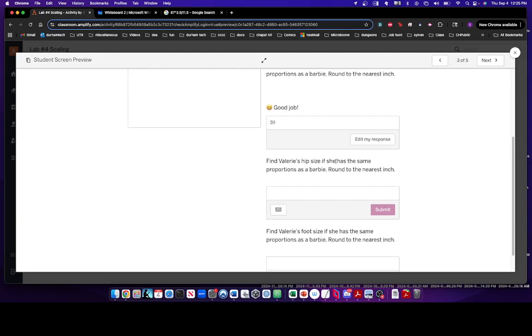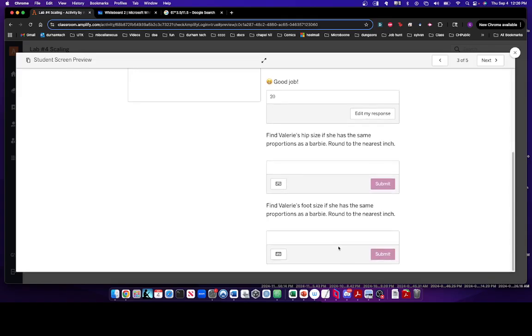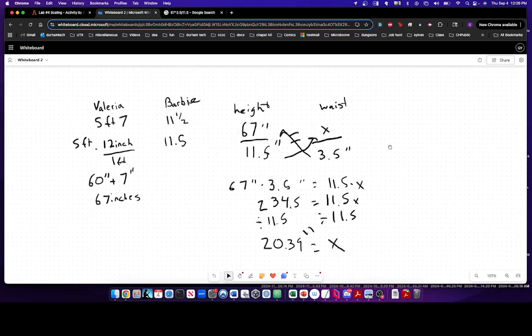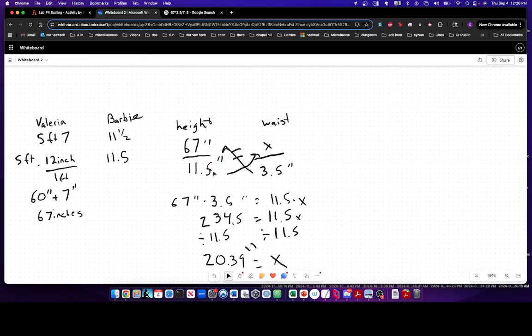But if now we're asked for the hip size of Valeria and the foot size of Valeria and so on and so forth, if we're having to do a bunch of these in a row, what we can instead do is construct a ratio to use every time. So take this 67 over 11.5, and because we put Valeria's on top and the Barbie doll on the bottom, that is the ratio that will turn any of Barbie's dimensions into Valeria's dimensions.